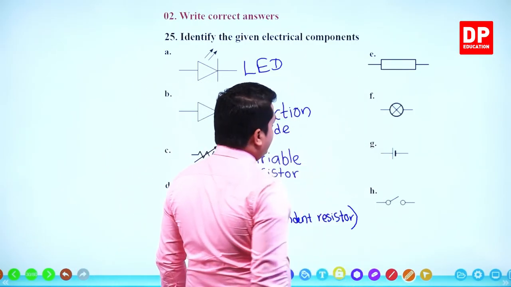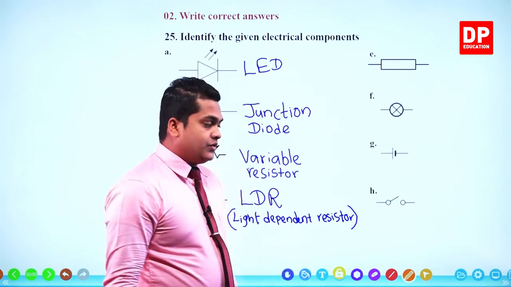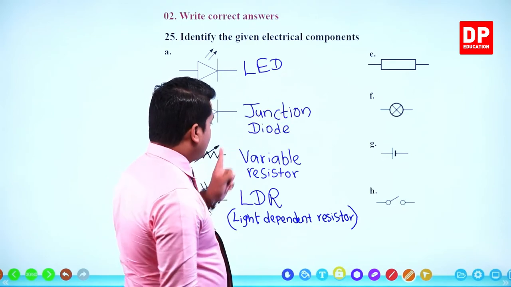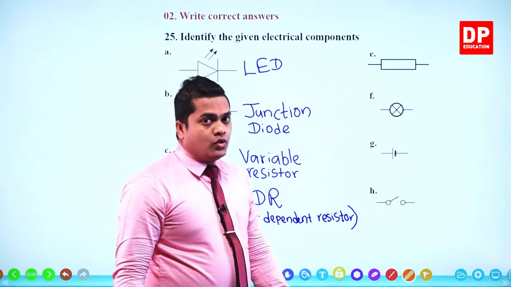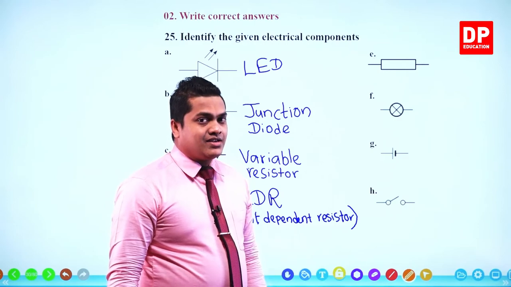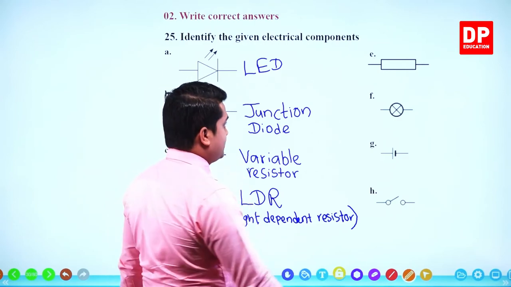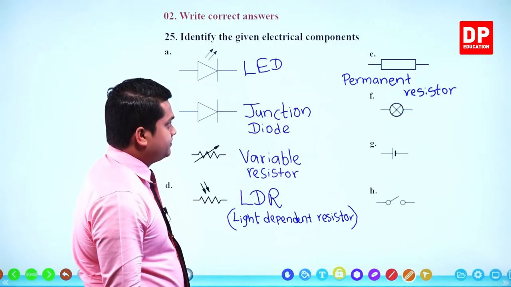Then the next one. This is also another symbol that we use for the resistor, right? You know that both these symbols are correct for a resistor, the zigzag lines and that box kind of one. Both indicate a resistor. So this is a resistor, but remember to write permanent resistor.